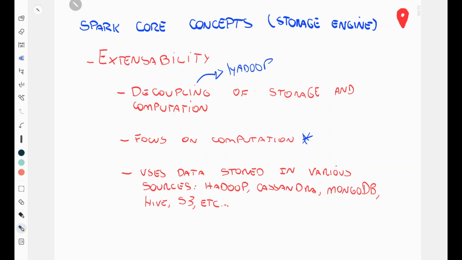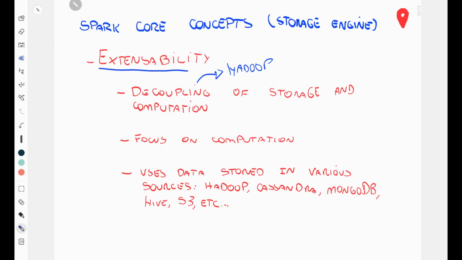For that, Spark has a lot of sources it can use. You have some here, but if you count the community plugins, you can probably use any kind of source with Spark.